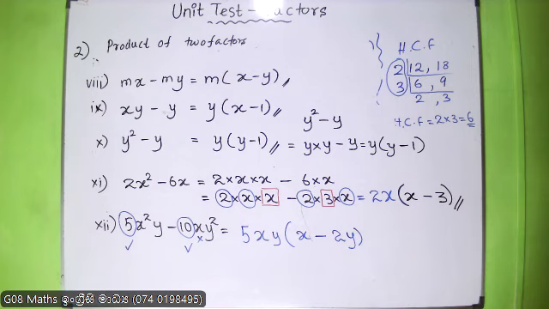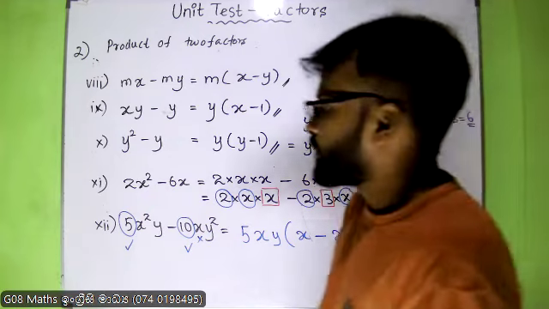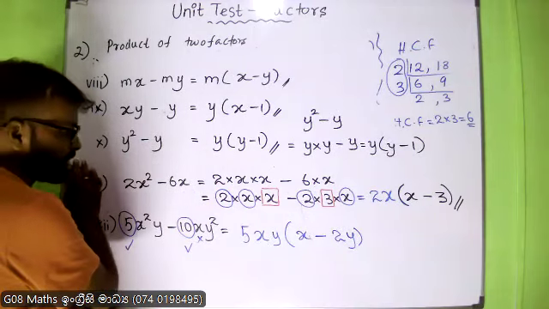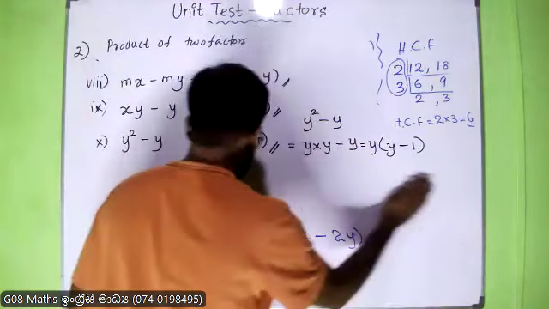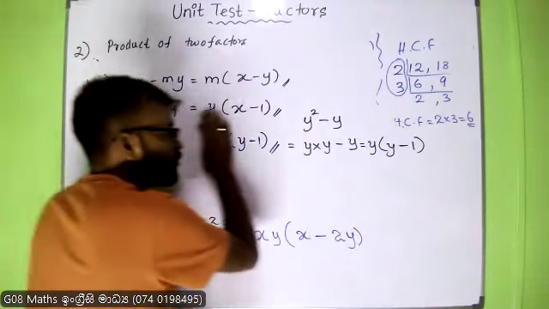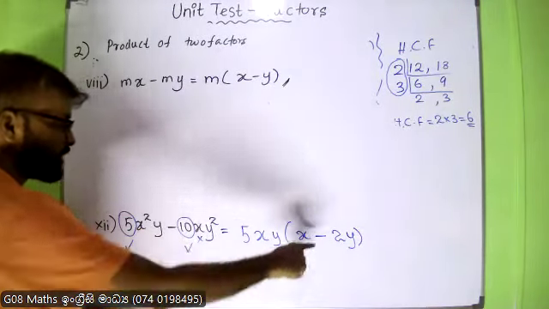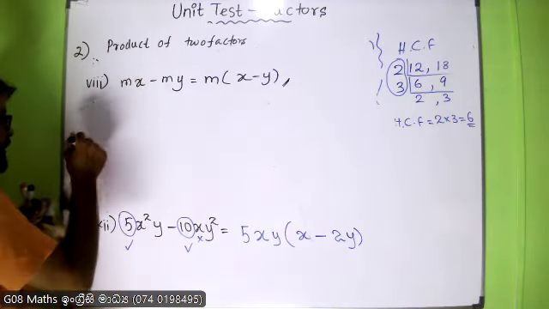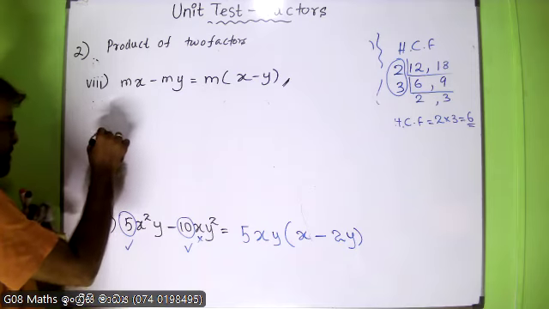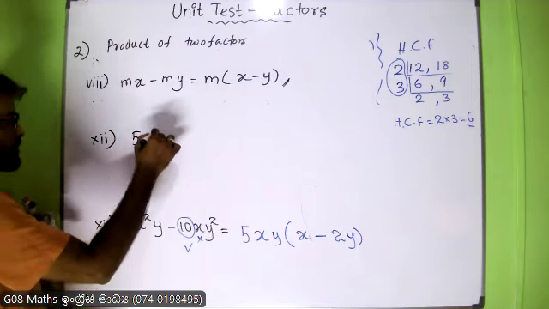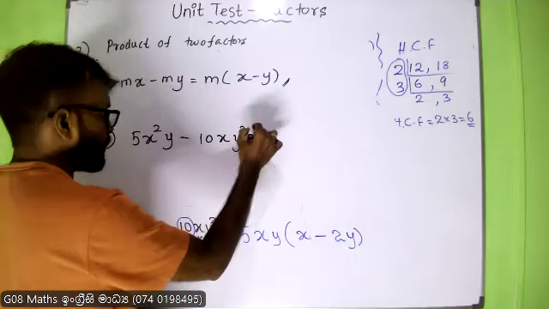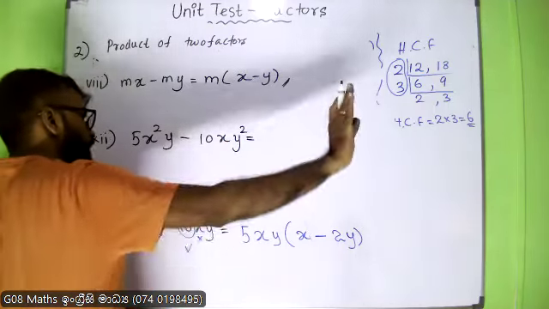Right. Then what you have to do is, I will explain by using the previous method. Now look at the board. I will clear this out. I am going to do the same thing if you cannot understand this way. Now look at the board. 5x to the power 2y minus 10xy to the power 2. So I am going to expand this.